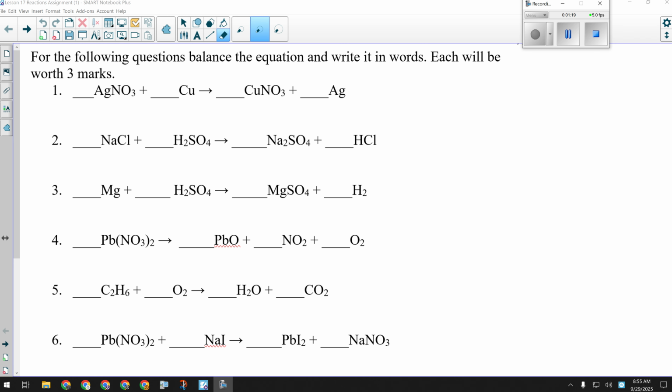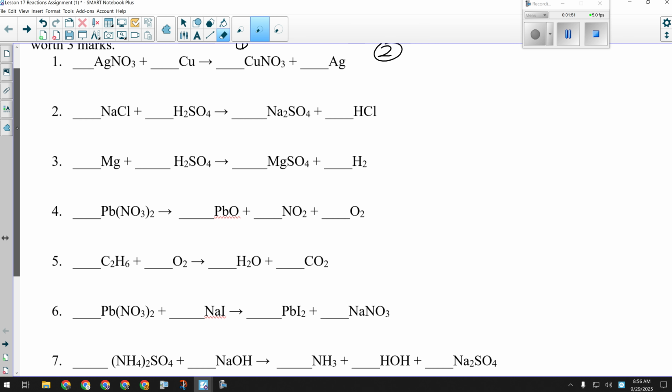Okay. So what I'm looking for here, balance the equation. That's 1 mark. Write it in words. That's 2 marks. 1 for the reactants, 1 for the products. Okay, written out in words. Right, and there should be enough room in the space below for you to write out the reaction in words. Okay, so I'm looking for you to do all of this on that sheet. You're going to actually hand that sheet in to me. Okay, questions on the first set?